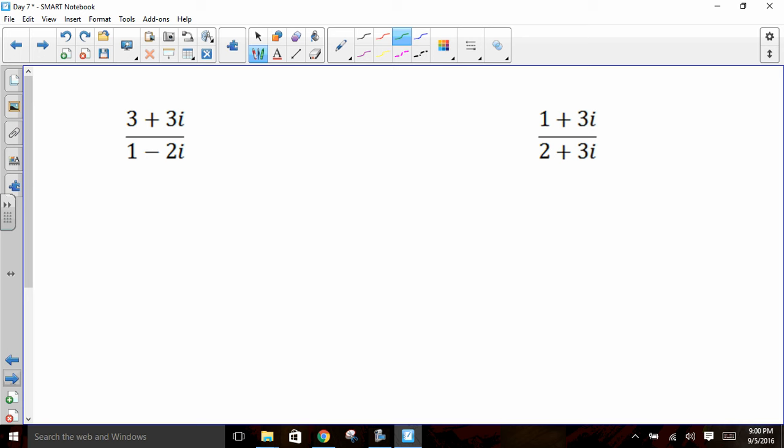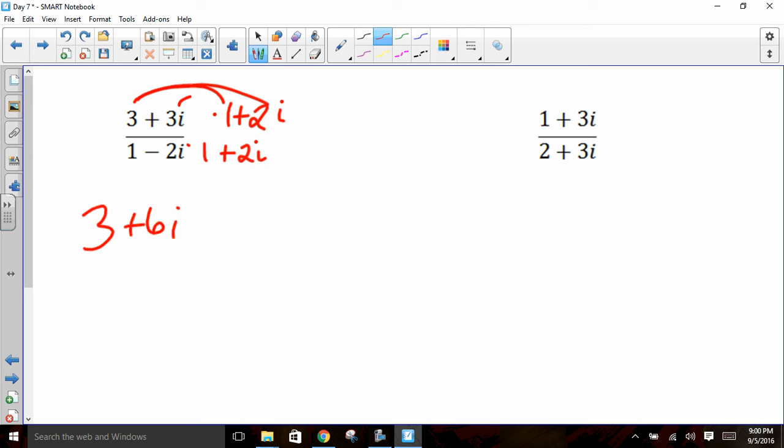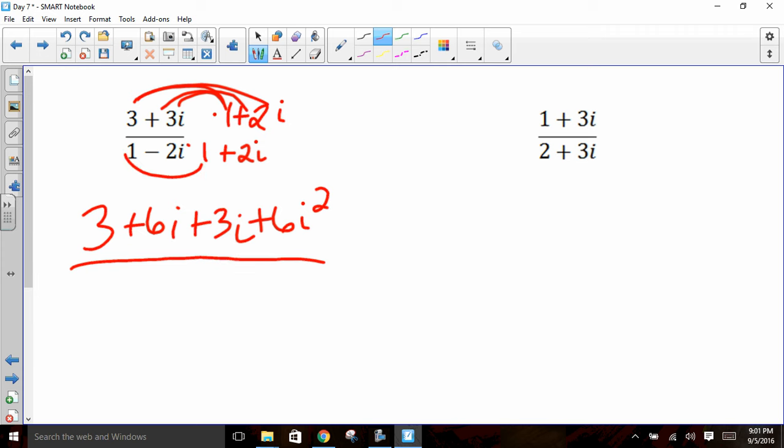All right, next one. We're going to multiply by 1 plus 2i, both top and bottom. I get 3 times 1, which gives me 3. Plus 6i, because I get 3 times 2i. Then I get 3 times 1, which gives me 3i. And then I get 3i times 2i, which gives me 6i squared. 1 times 1 is 1. Negative 2i times 2i is negative 4i squared.